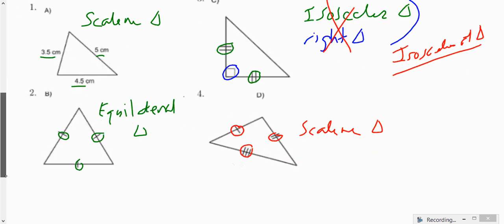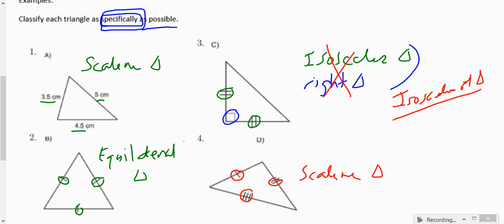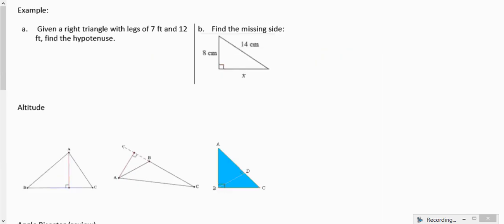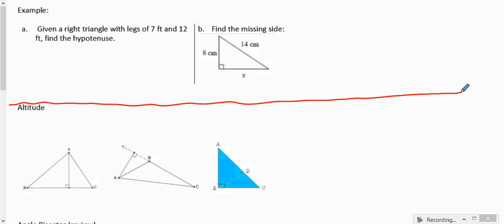Our last two questions are in word form. So our first one is, given a right triangle. So we are told that we have a right triangle. So I'm just going to draw it. That's all I know for sure.